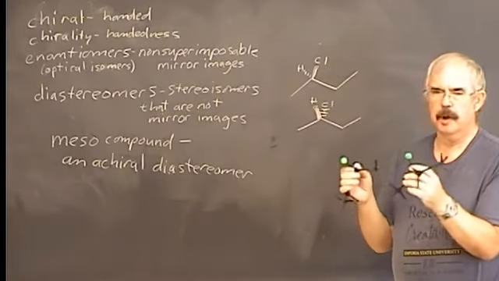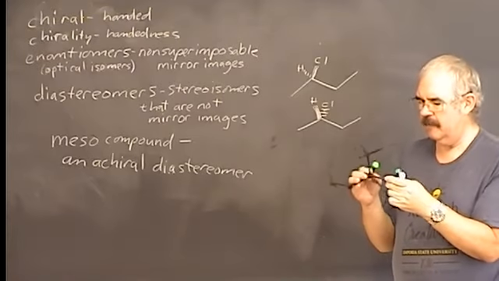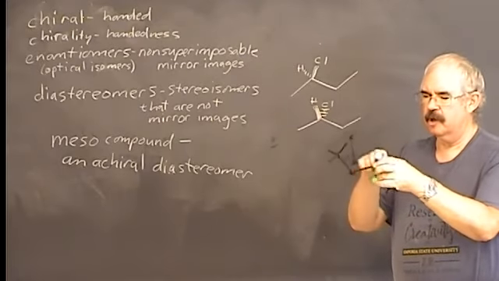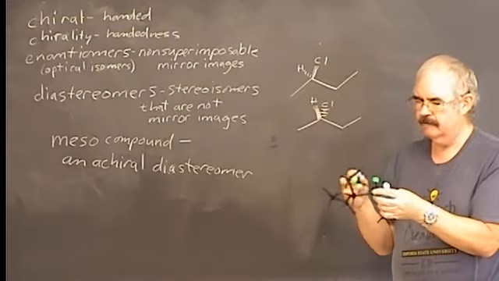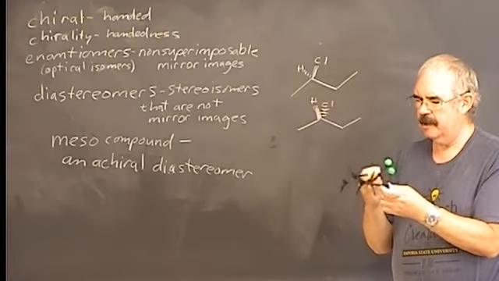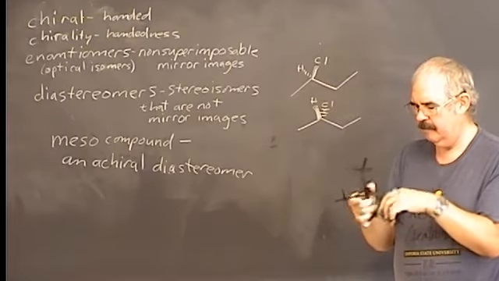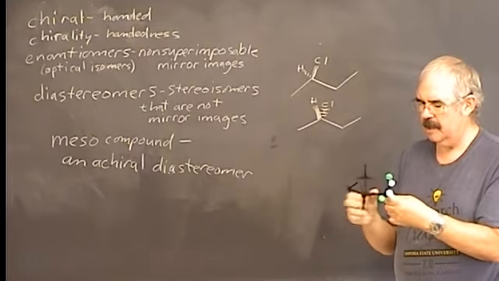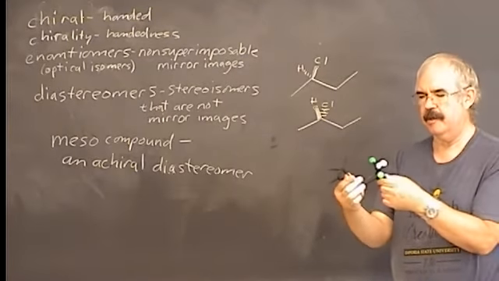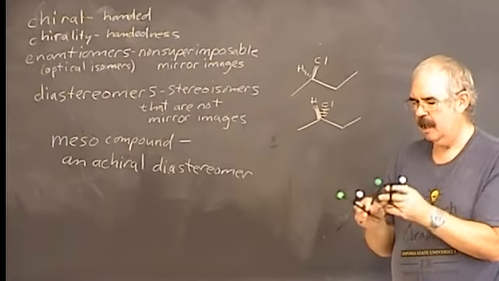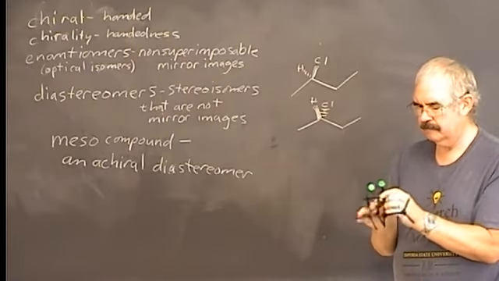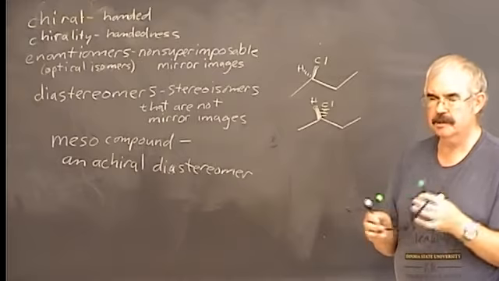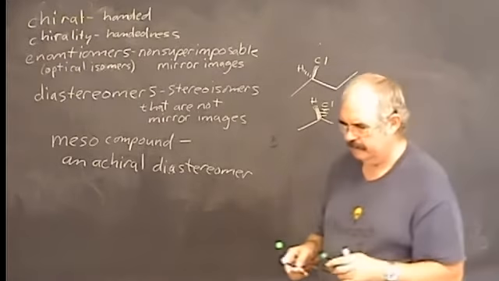Okay, let's try to superimpose, that is, line up all of the atoms at the same time. Okay, so I have 4 different groups. I have a chlorine, a hydrogen, a methyl, and an ethyl. And if I try to line up the methyl and the ethyl, it is not possible to also line up the chlorine and the hydrogen. If I line up the chlorine and the hydrogen, then the methyl and ethyl don't line up. So these are non-superimposable mirror images.